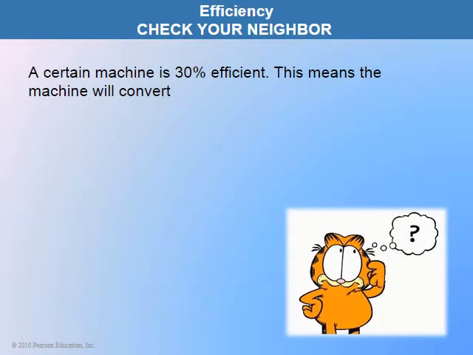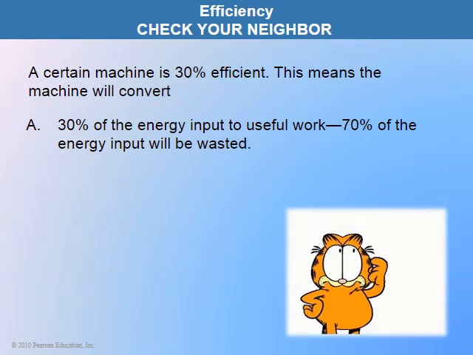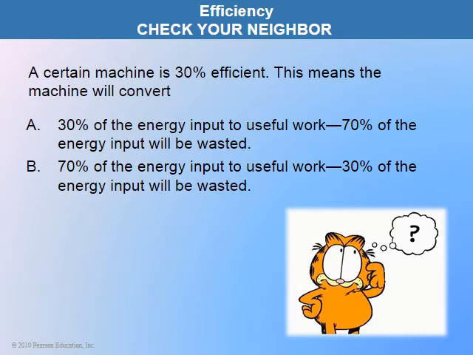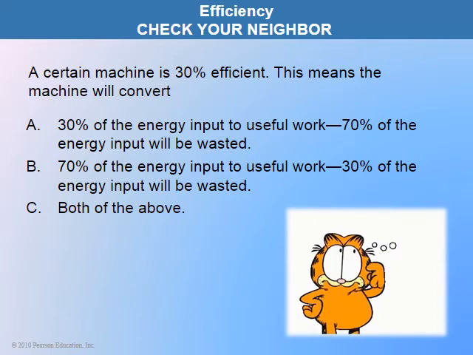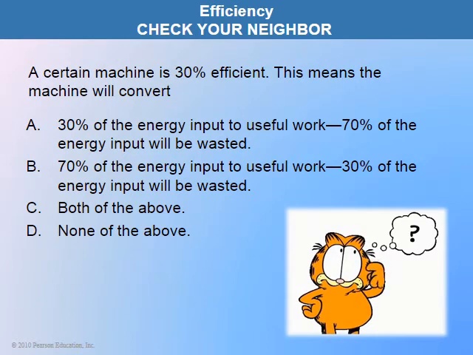Now, I would like you to prepare your pen, your copybook, and your calculator and think about this problem. A certain machine is 30% efficient. This means the machine will convert: A. 30% of the energy input to useful work and 70% of the energy input will be wasted. B. 70% of the energy input to useful work and 30% of the energy input will be wasted. Or both of the above. Or letter C, none of the above. Let me see what you got. I'm giving you 1 minute to think about the answer, and the timer starts now.